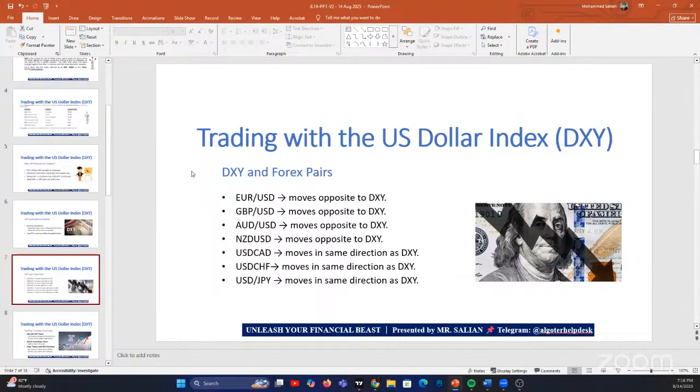So if you will trade all these seven major pairs, now it will give you more confluence, okay?